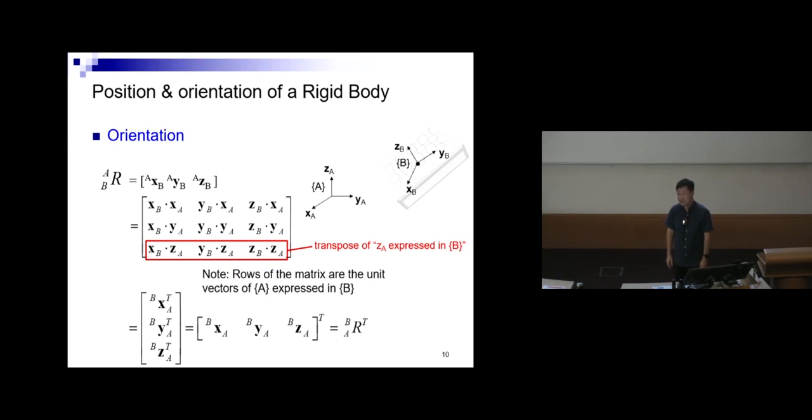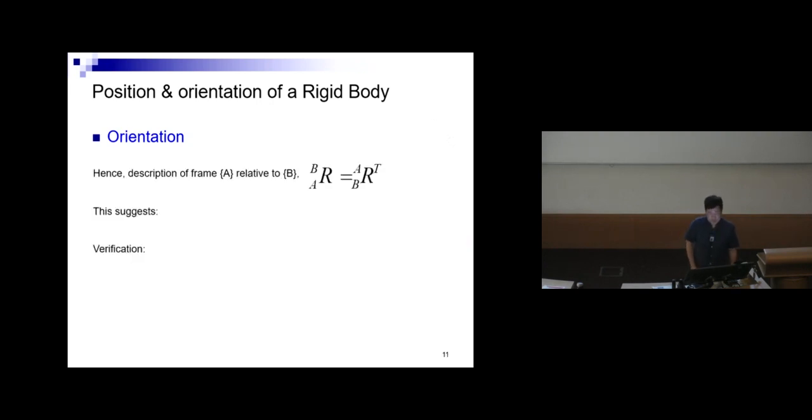Okay? So if we have the description of frame A relative to frame B, always remember that the B over here, the upper one, is the reference frame. So BAR will be equal to ABR transpose. So what this suggests is your ABR inverse will actually be equal to ABR transpose.